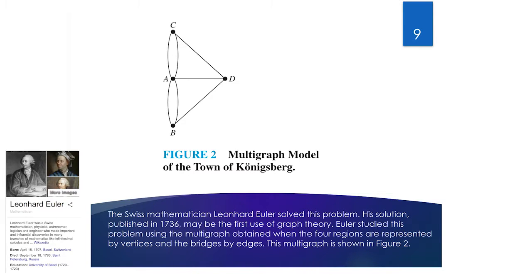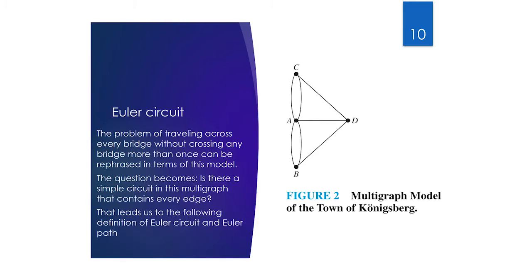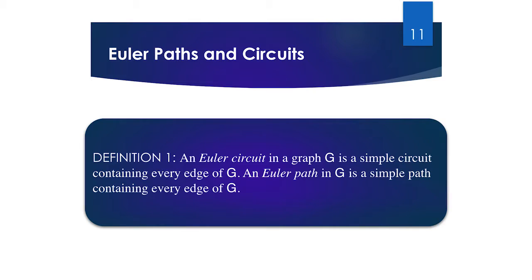The problem of traveling across every bridge without crossing any bridge more than once can be rephrased in terms of this model. The question becomes, is there a simple circuit in this multigraph that contains every edge? That leads us to the following definition of Euler circuit and Euler path. An Euler circuit in graph G is a simple circuit containing every edge of G. An Euler path in G is a simple path containing every edge of G.